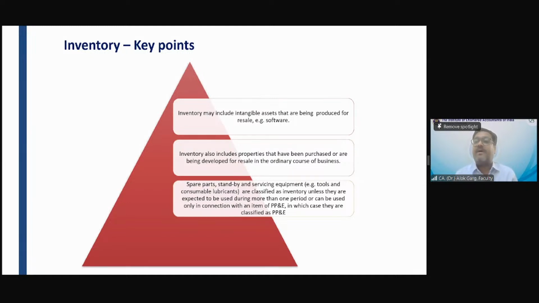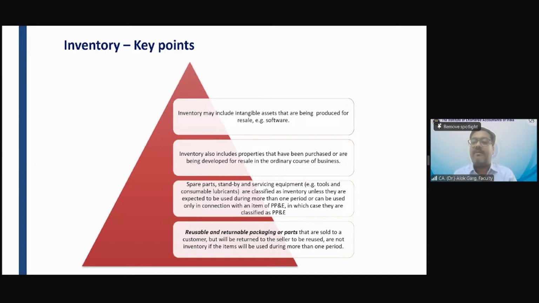Spare parts, standby equipment, servicing equipment. These are classified as inventory only if they are not expected to be used for more than one period and are not covered under the definition of PPE. So spare parts, standby equipment, servicing equipment, all these items are considered as inventory. If the spare parts, standby equipment, and servicing equipment are classified as PPE, then it is not an inventory.